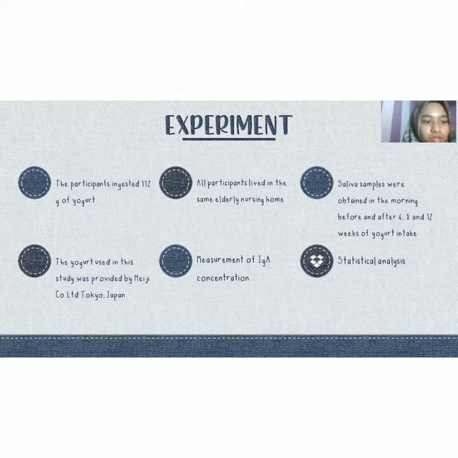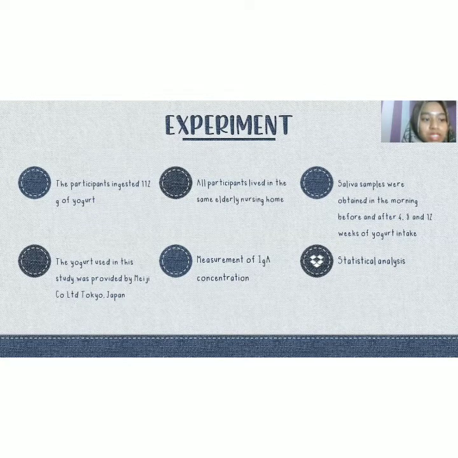The daily calorie intake of the participants was approximately 1,600 kilocalories. The room temperature of the nursing home was kept at 22 degrees Celsius. Saliva samples were obtained in the morning at 9:30 to 10:30 a.m. before yogurt intake at 0 weeks and after 4, 8, and 12 weeks of yogurt intake.